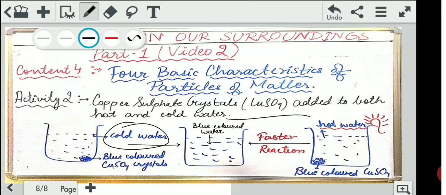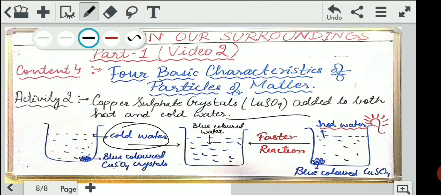How did they intermix? Because they had spaces in between them, and then they move towards each other and mix. So three parts have been proved here: they have spaces between them, they are very small so they get mixed very quickly, as well as they are continuously moving. That is why they go and get mixed with each other. Otherwise, mixing anything without movement is not that quick.